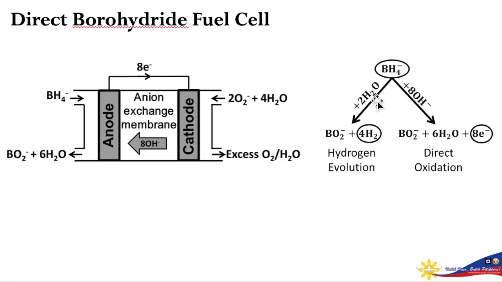Now, the borohydride molecule can undergo a direct oxidation process that liberates electrons, or it could also undergo a hydrogen evolution reaction that produces hydrogen gas. For the case of borohydride fuel cell, it is the direct oxidation reaction that is desired over the hydrogen evolution reaction, because this particular reaction limits the Coulombic efficiency of borohydride, and at the same time, the hydrogen gas produced from the reaction can cause some mechanical failures.